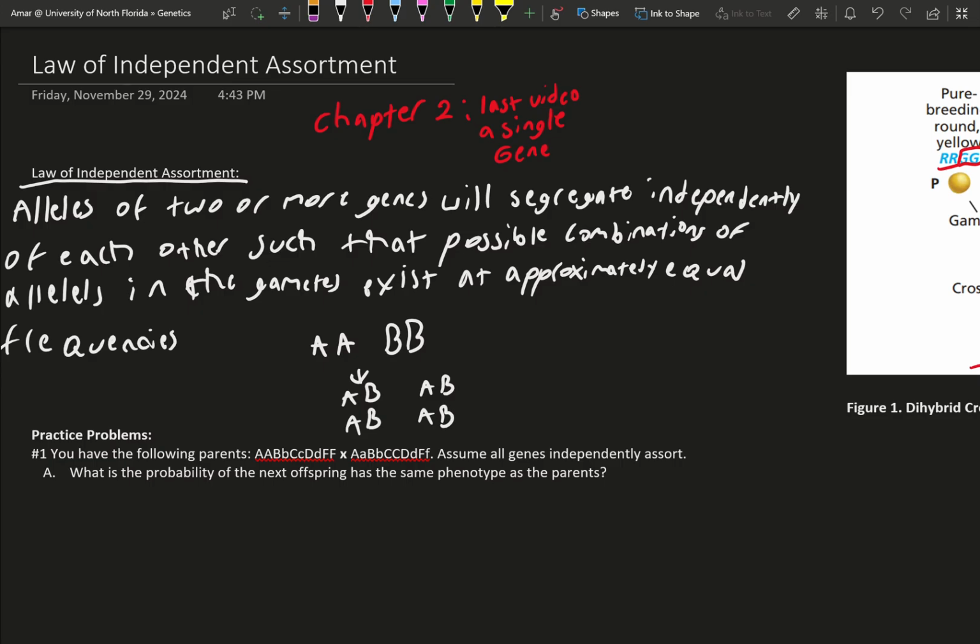This tells you that when you're crossing two individuals that have two different genes, you can cross each gene one at a time, and then combine the genotypes or phenotypes with the other gene's cross to figure out a certain genotypic proportion or phenotypic proportion.